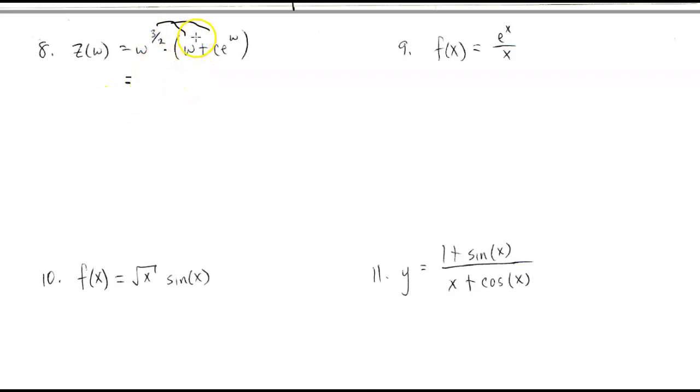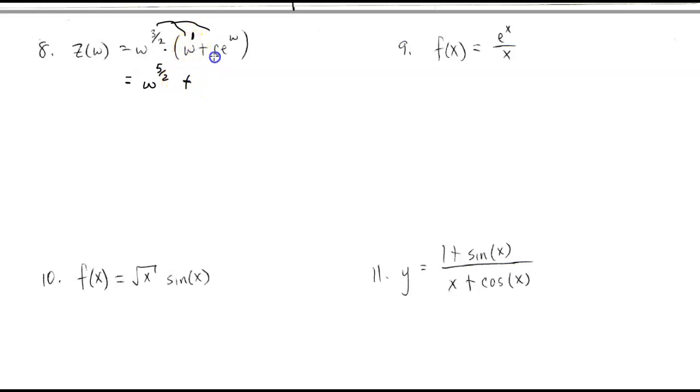So remember that this w here is like w raised to the 1. And of course, since we have two exponential expressions here where the bases are the same, we can add the exponents. So if I add 3 halves plus 1, or 3 halves plus 2 halves, that's going to be w raised to the 5 halves for that first term.